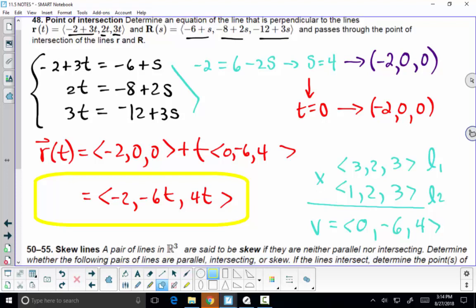So this tells us that time is 0 on this line and time is 4 on this line when they intersect. Like if you send two missiles into the air, they're not going to intersect at the same t value.